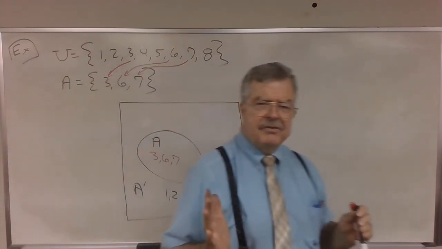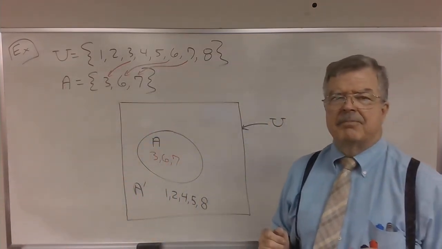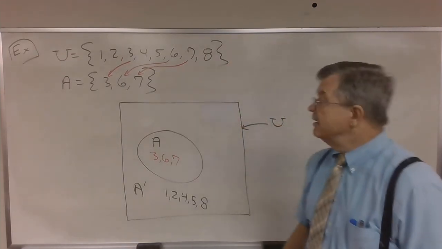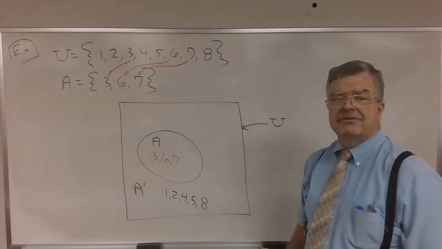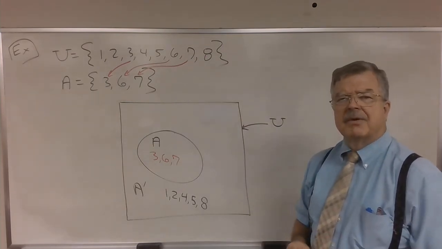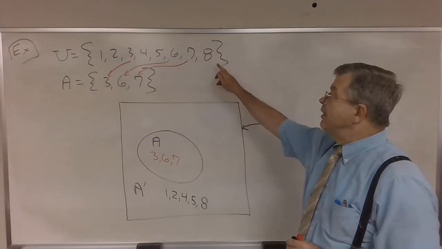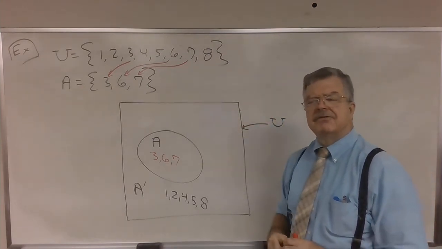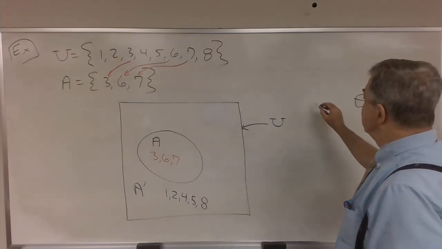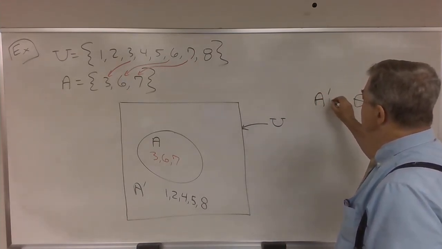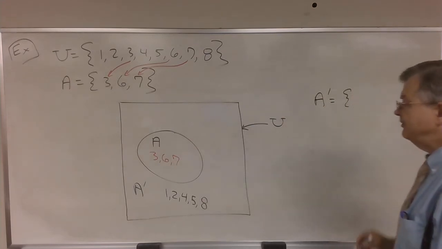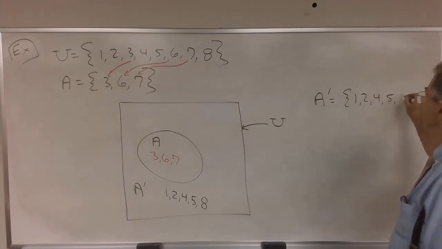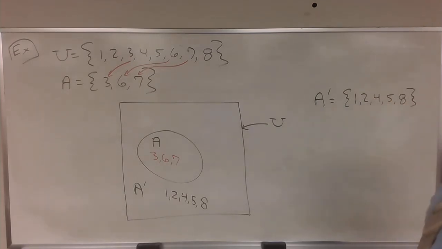Now, in this exercise, I didn't define A complement. I defined the universe, I defined A, but based on these two facts, I know what A complement is, don't I? A complement is all of the elements of the universe that are not contained in set A. So, A complement, that's the set that contains 1, 2, 4, 5, and 8.